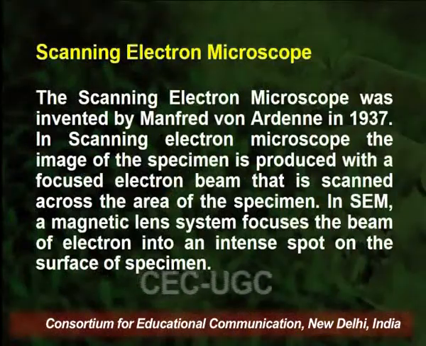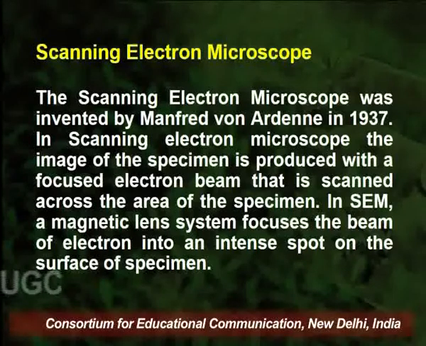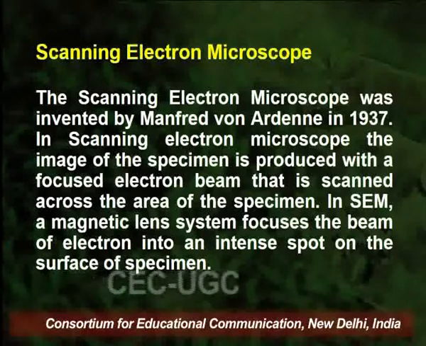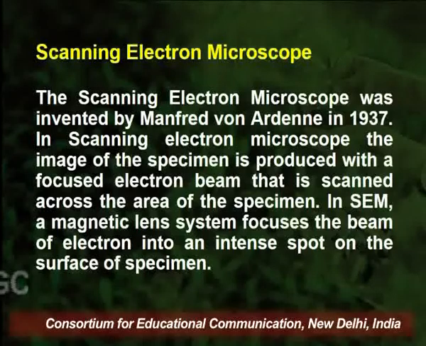So let's talk about the history of scanning electron microscope. Scanning electron microscope was invented by Manfred von Ardenne in 1937. In scanning electron microscope, the image of the specimen is produced with a focused electron beam that is scanned across the area of the specimen. In scanning electron microscope, now we shall be calling it SEM. So in SEM, a magnetic lens system focuses the beam of electrons into an intense spot on the surface of the specimen.